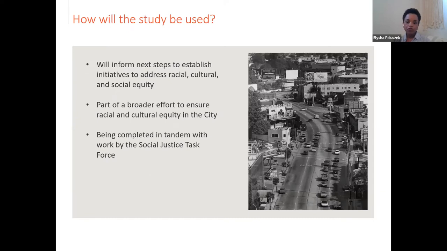The document is part of a multi-pronged approach to address issues of equality in West Hollywood and ensure it is an equitable and welcoming place to live and work. The study's findings will inform the city's next steps to address racial, cultural, and social equity in West Hollywood. The project is being completed in tandem with work by the Social Justice Task Force, which was created to advise on social and racial equity issues and to provide recommendations to City Council on ways to address racism in the city. Next slide.